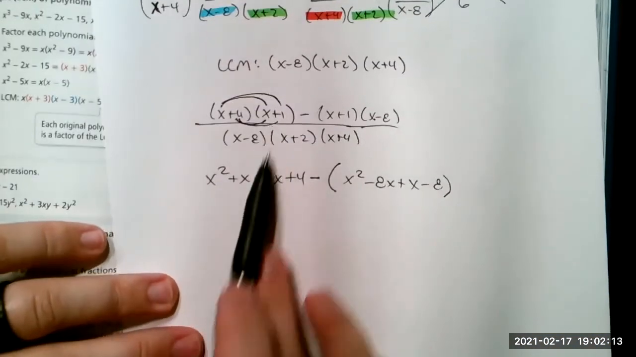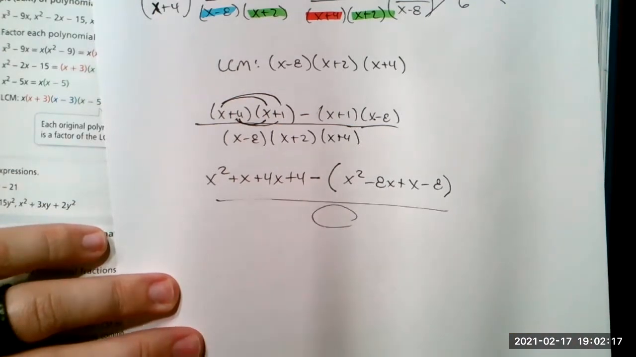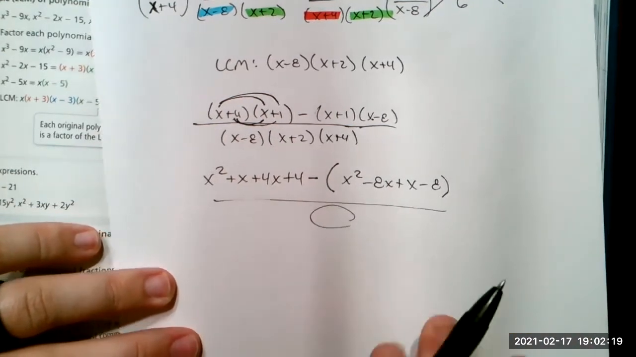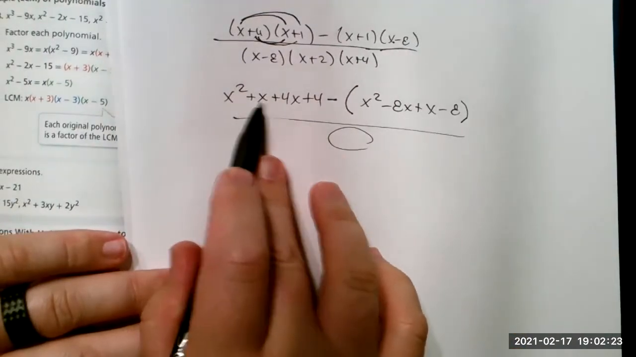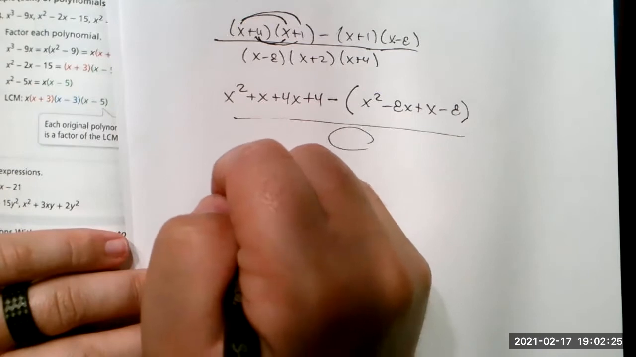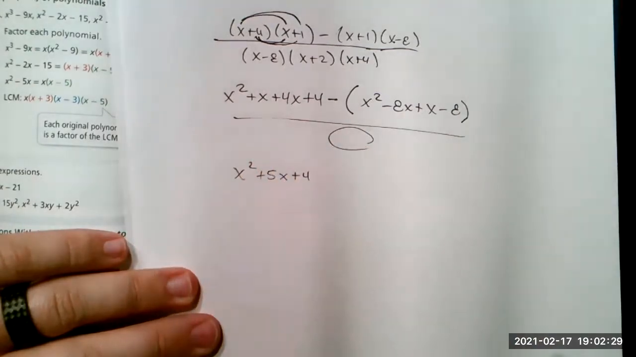So I'm going to go ahead and skip my denominator here, but keep in mind, it's still there, right? There's still a denominator there. I just want to save some ink, save some time. So if I combine like terms, x plus 4x is 5x. So I have x squared plus 5x plus 4.